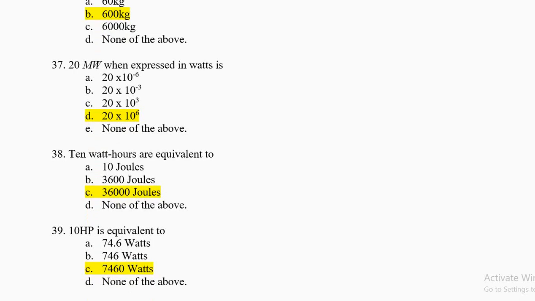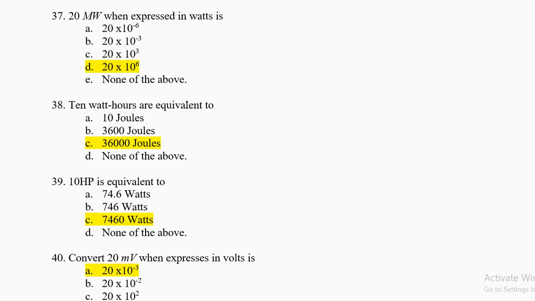Megawatt. Mega means million. It is capital M. So 20 megawatt when expressed in watts is 20 into 10 power 6, because 1 megawatt means million watts. Million is 10 power 6. 10 watt hours are equivalent to, see, these are the units which your power company uses. 10 watt hours. 1 watt is 1 watt. Hour is 60 minutes. 1 minute is 60 seconds. So 1 watt hour will be 1 watt into 3600 seconds. 1 hour is 3600 seconds. Multiply 10 watt hours, you will get 36,000 joules.